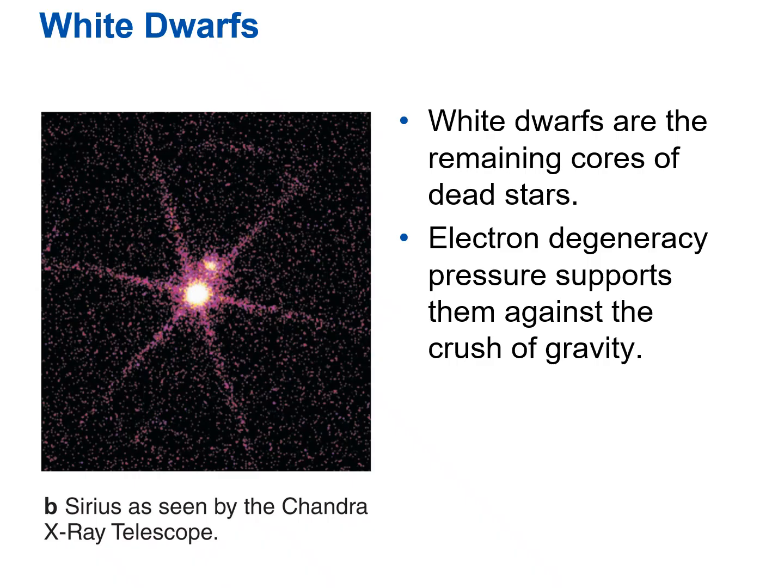White dwarfs are the remaining cores of dead stars, I want you to remember. And also, electron degeneracy pressure supports them against the crush of gravity. Remember back in chapter 16, we talked about brown dwarfs. And the question, as we think about stars and all kinds of stellar objects, is what holds it up against gravity? With main sequence stars, it's the radiation pressure that's produced in the core, and in giants and supergiants there are shells, but they put out this radiation pressure that holds it up against gravity.